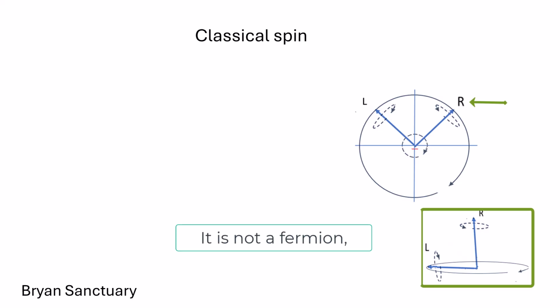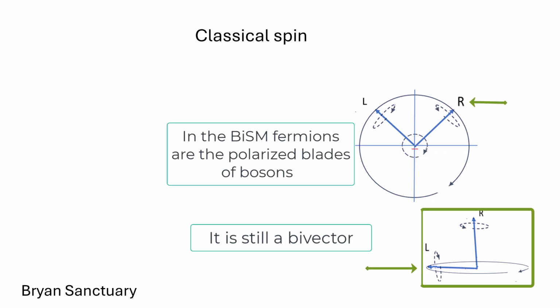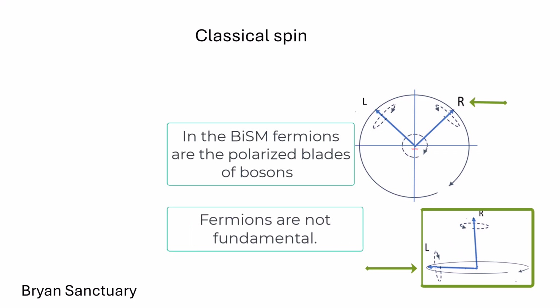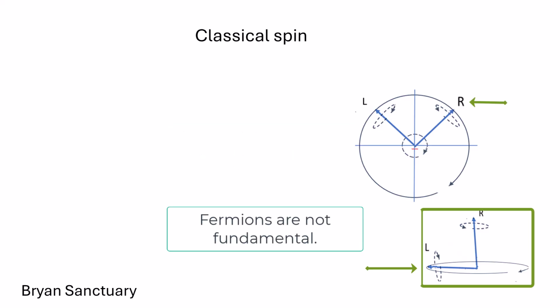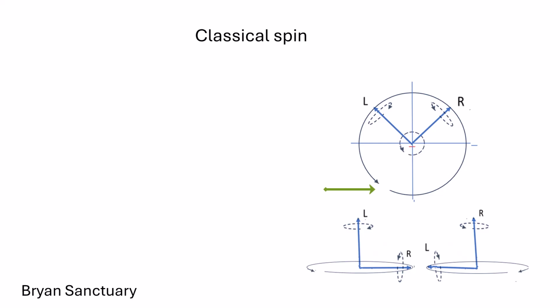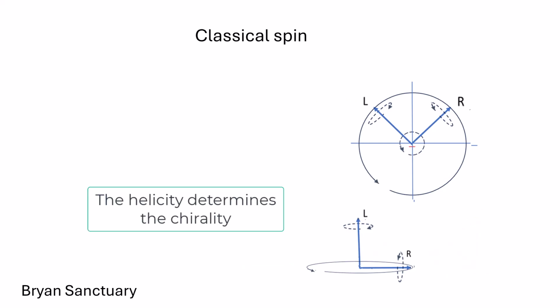It is still a bivector, with one blade randomized. In the bivector standard model, what appears as a fermion is actually a polarized blade of a boson. Fermions are emergent, not fundamental. If the helicity is reversed to right, then the leading blade is left, giving this term. It is clear that the helicity determines the chirality of the leading blade.